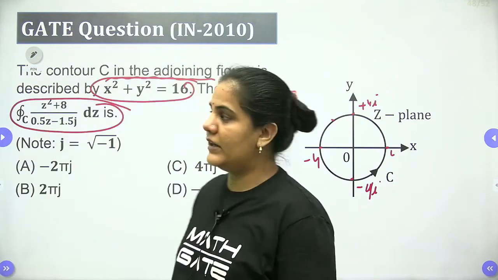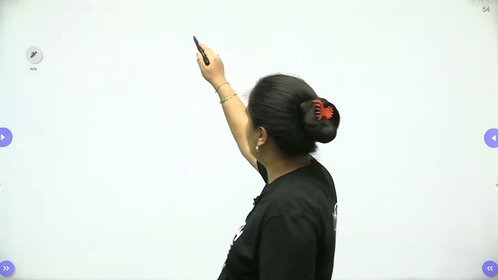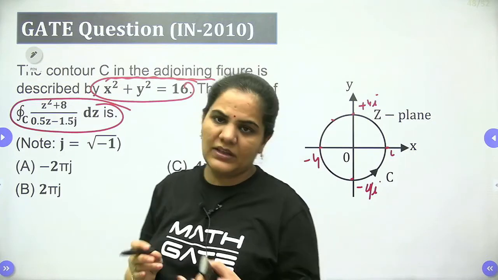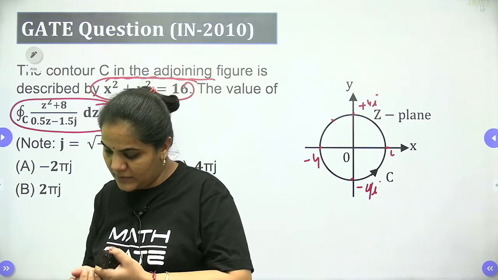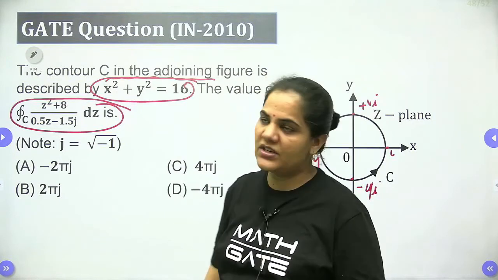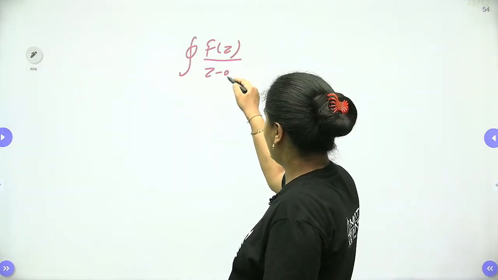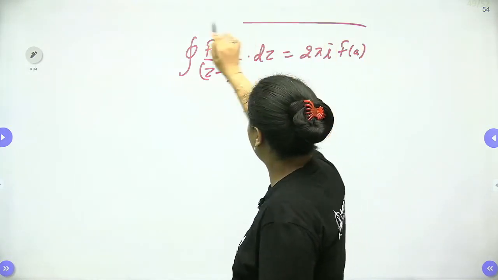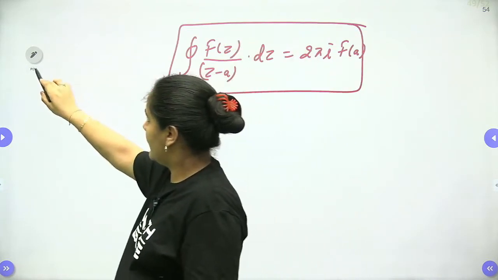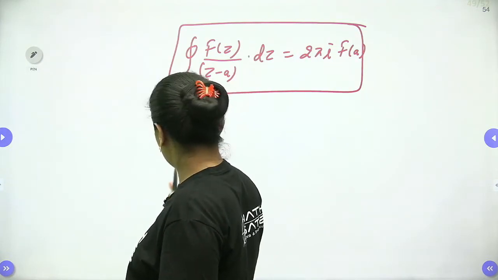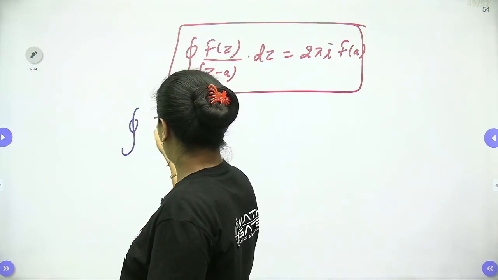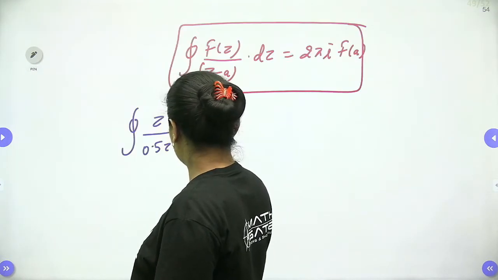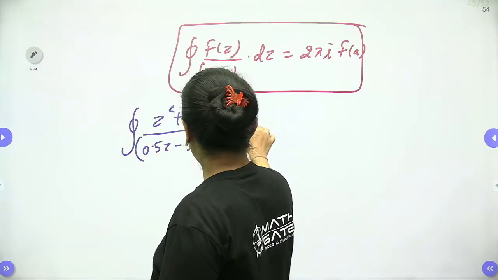Now first of all we have to write down the function in a simple form. Let me write down the function. As we know very well, it will be f(z). I will approach here with the help of Cauchy's integral formula, f(z) by z minus a, because it will be easy to approach. It always equals 2 pi iota into f of a, that we know very well. So from here, it will be the integral of z square plus 8 divided by 0.5 z minus 1.5 j dz, right?